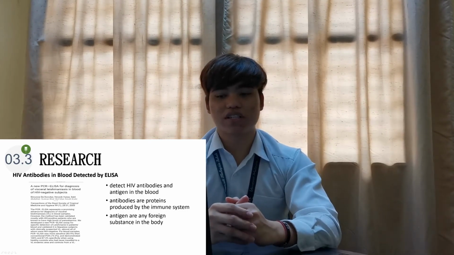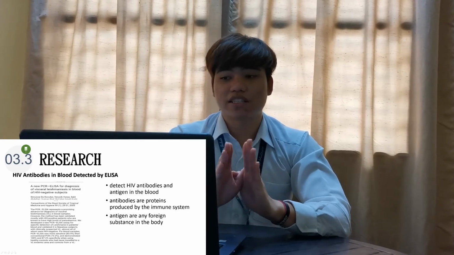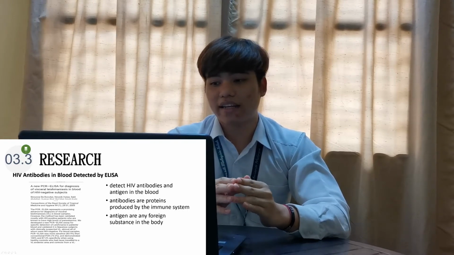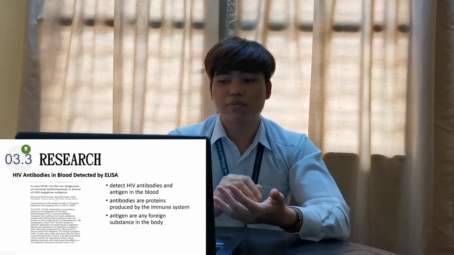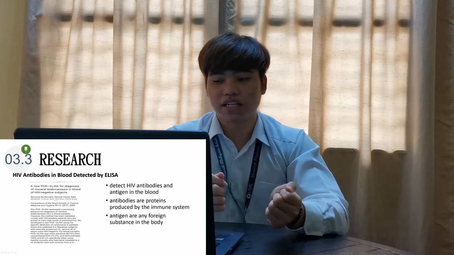For research, I found some research related to ELISA assays, which is HIV antibodies in blood. For HIV antibodies in blood detected by ELISA, it detects the HIV antibodies and antigen in the blood. Antibodies are proteins produced by the immune system. As we know, antigens are any foreign substance in the body.